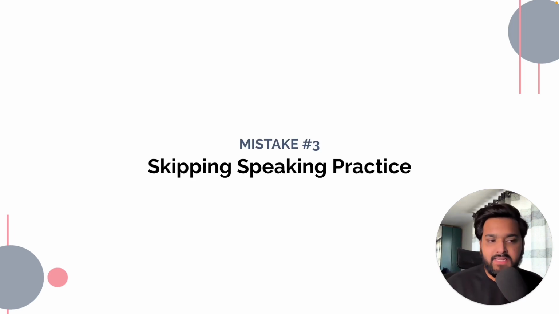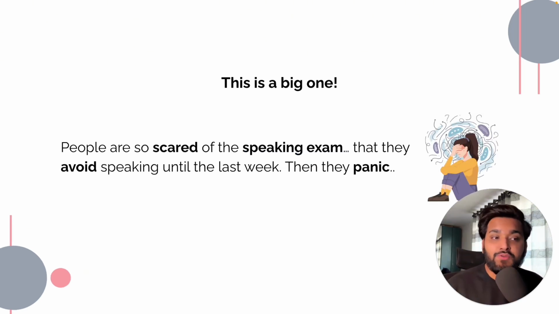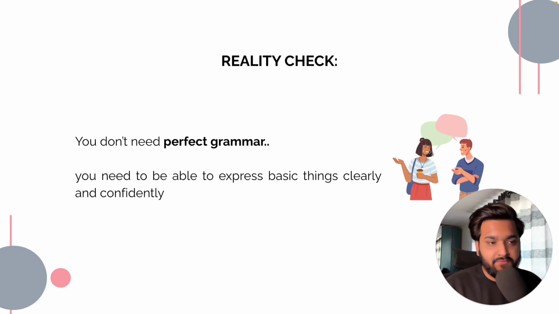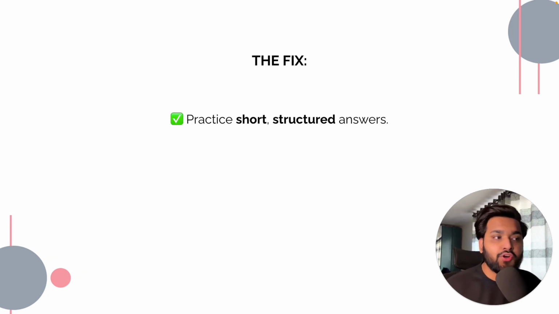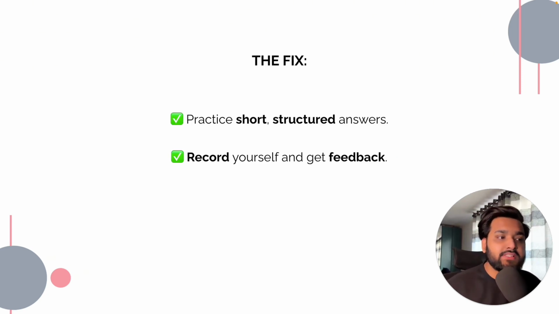Let's talk about mistake number 3, which is skipping speaking practice. This is a big one. People are so scared of the speaking exam that they avoid speaking until the last week. Then they panic. And here's a reality check for you. You don't need perfect grammar. You just need to be able to express your basic thoughts clearly and confidently. And here's the fix for you. Practice short structured answers, record yourself and get feedback.